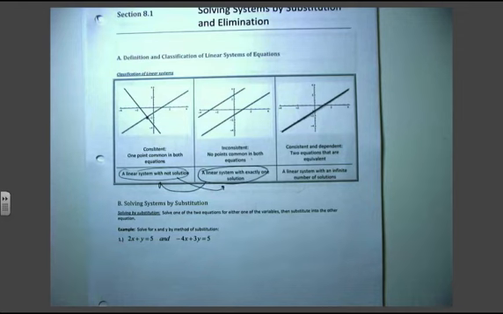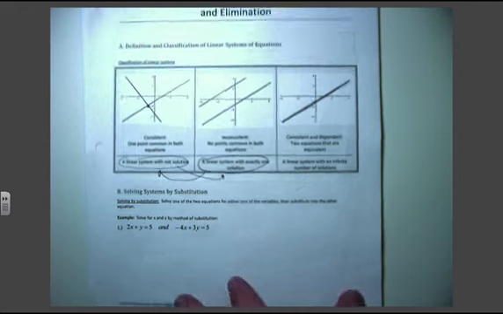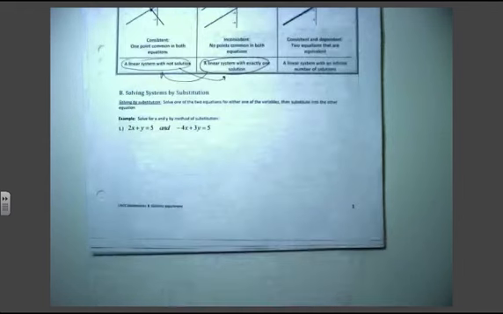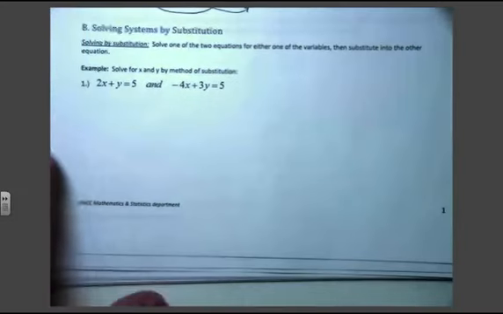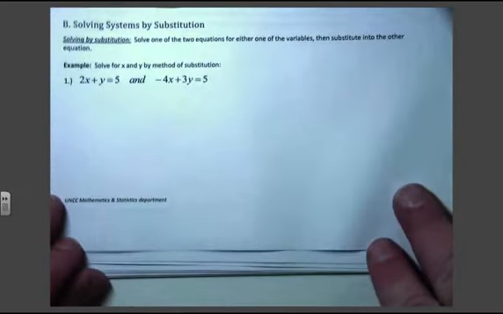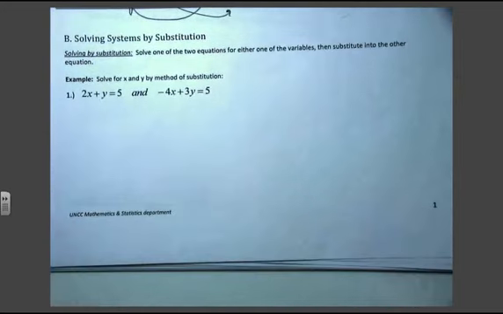So how do I tell which one of the three cases I'm going to get when I solve a system of equations? Well, let's take a look. All right, so here is my first equation. This is what I got. I got two equations: 2x plus y is equal to 5, and negative 4x plus 3y equals 5. I want you to, quote, find the solutions. Okay? How do I do that?